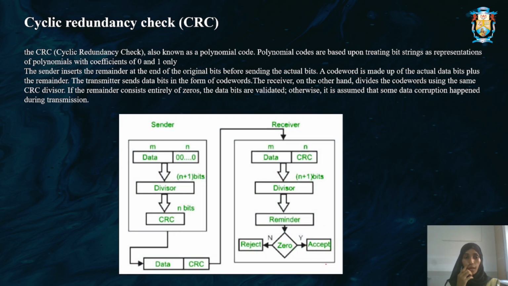So this is CRC. This is the original data to which we are adding zeros. We calculate the CRC using the divisor, and we send the data with the CRC, that is, with the remainder added, to the receiver side. After that we divide it again by the divisor, and if we get the remainder as 0, it is accepted. If we get a nonzero remainder, then it is rejected.